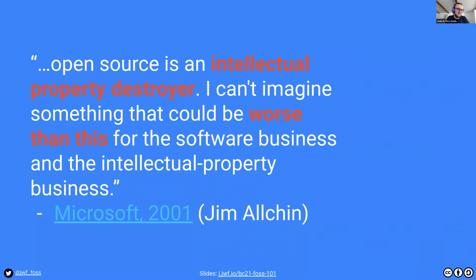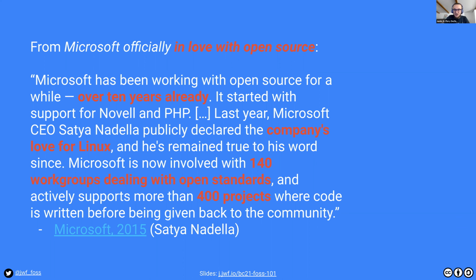Well, okay, that's some pretty fiery words there, but we skip ahead 14 years and whoa, Microsoft is officially in love with open source. Microsoft has been working with open source for a while, over 10 years already. The company declared their love for Linux. They have 140 working groups dealing with open standards and over 400 projects where code is written before being given back to the community. And that's just 2015.